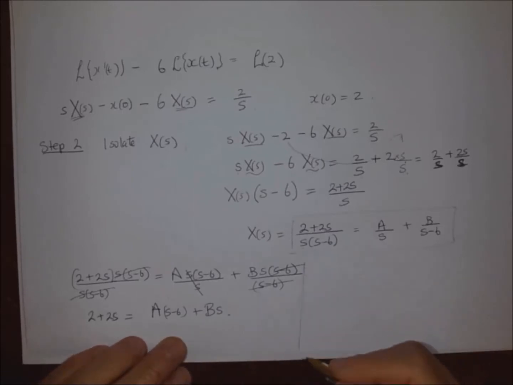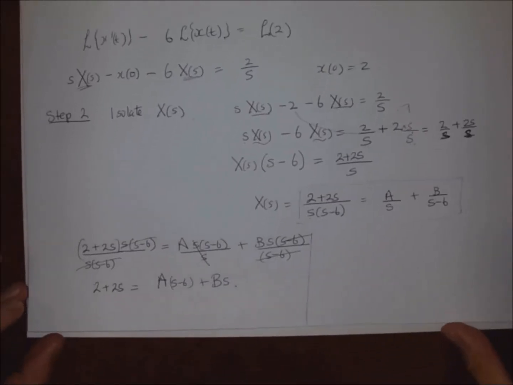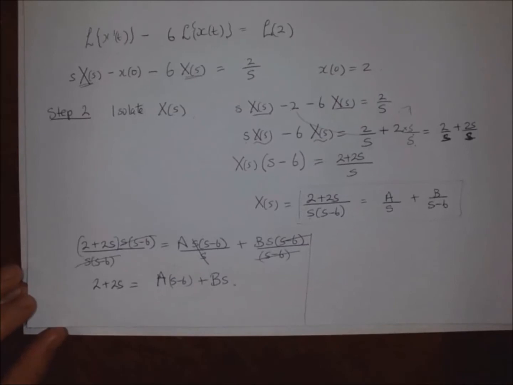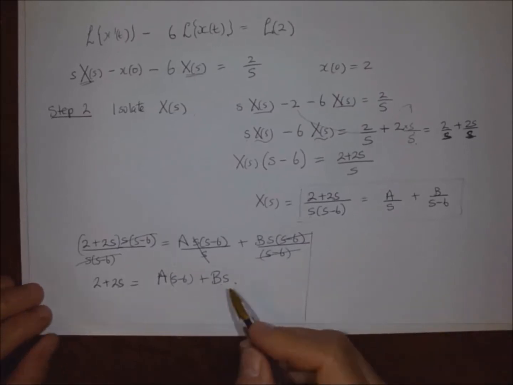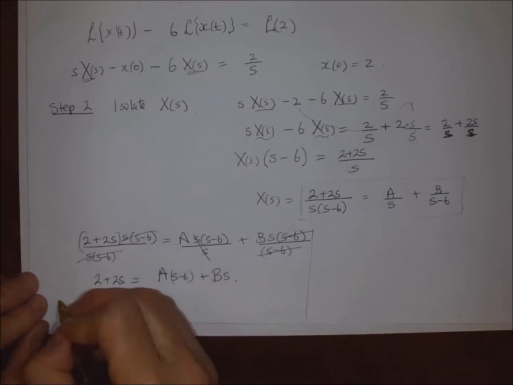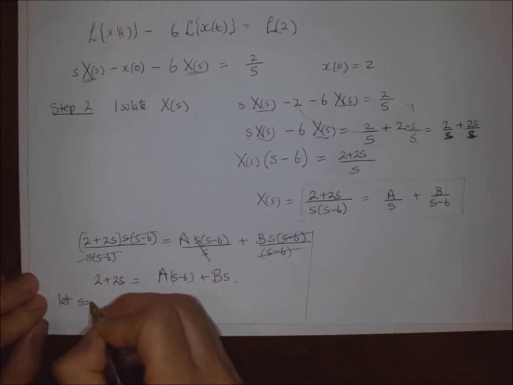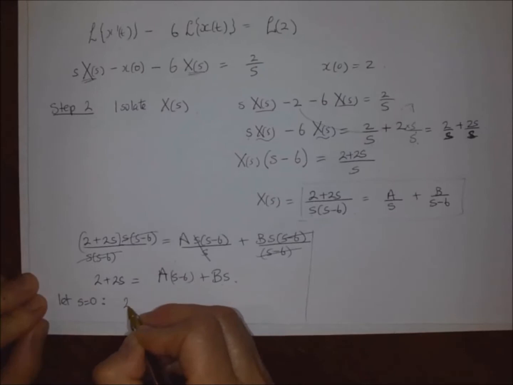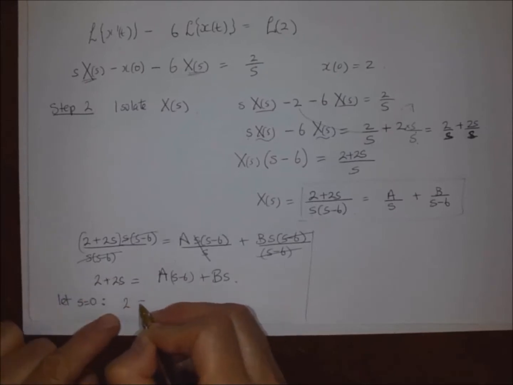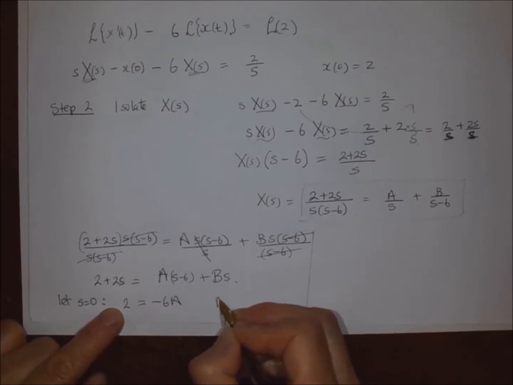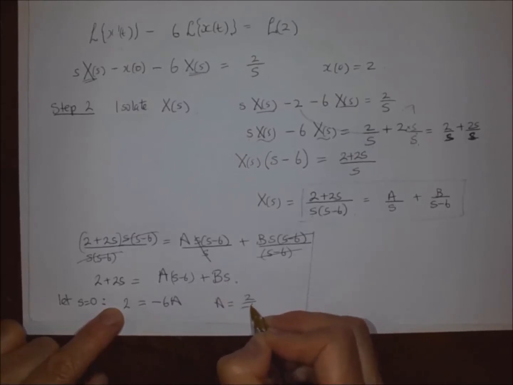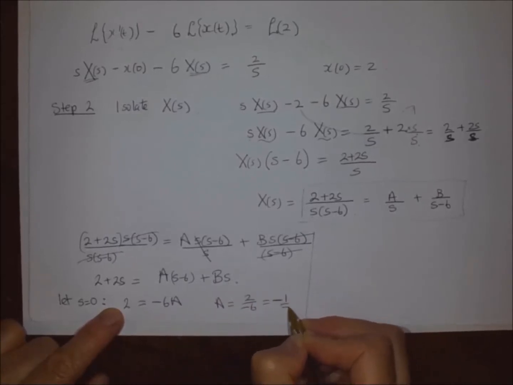To do this, I could say, first of all, let s equal 0. That would eliminate the B. So let s equal 0. And we will have 2 plus nothing equals minus 6A plus nothing. So that means A must equal 2 over minus 6, or minus 1/3.